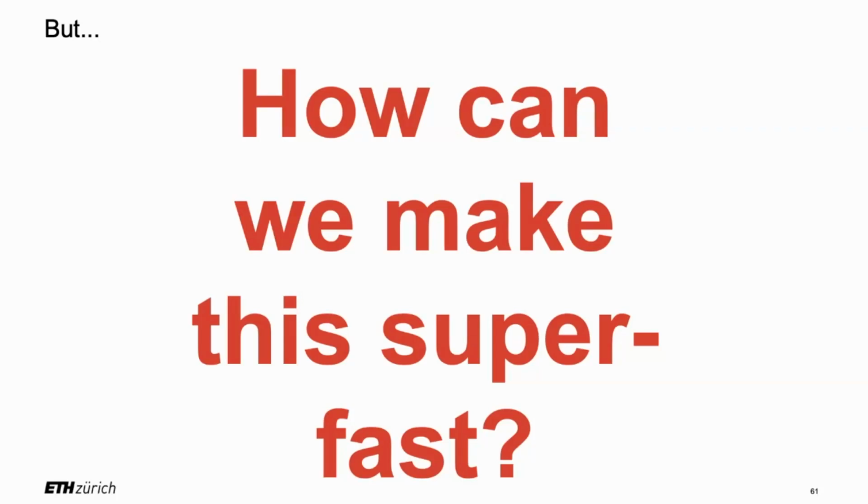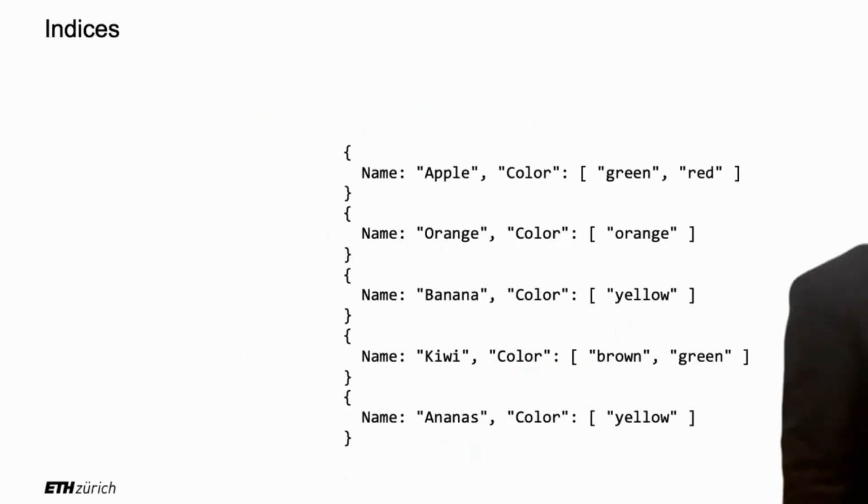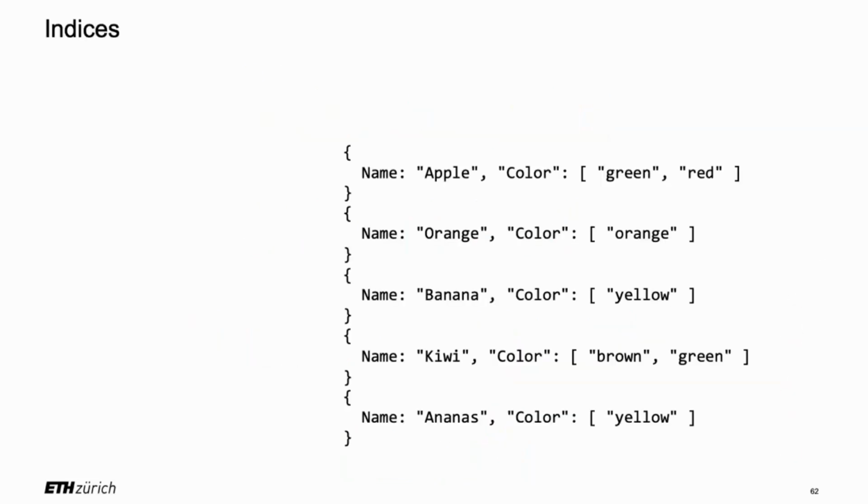But now this is a question: how can we make it super fast? And with super fast, I mean much faster than using Spark and filter. And the answer to how it's done, you probably already saw. Whoever saw in a book, at the end of the book, there is an index with an alphabetical list of words pointing to the pages. Whoever saw that? Many of you. This is called an index.